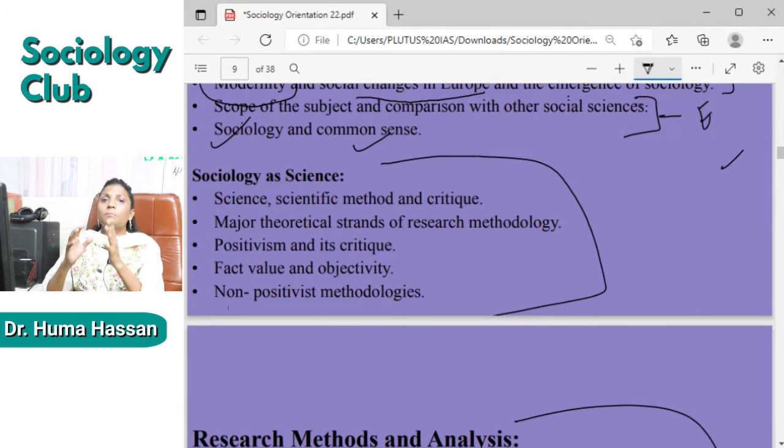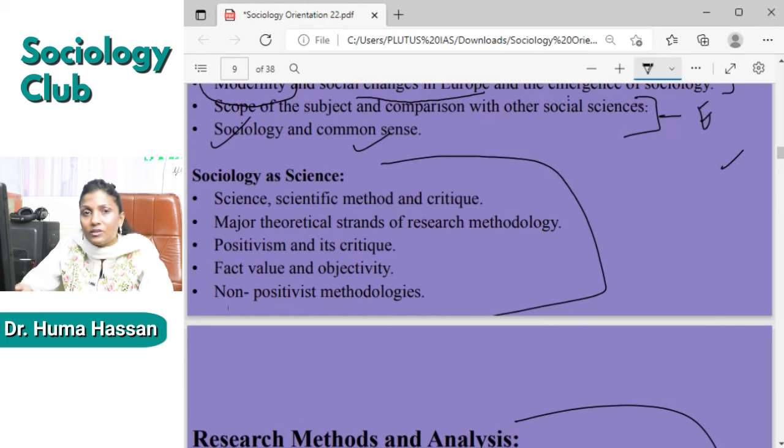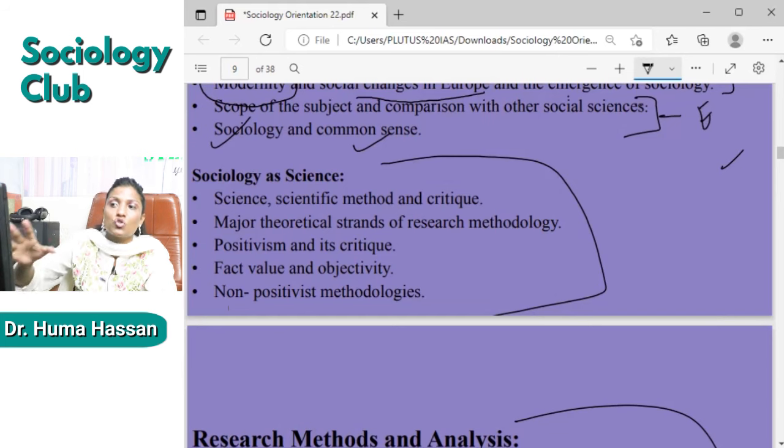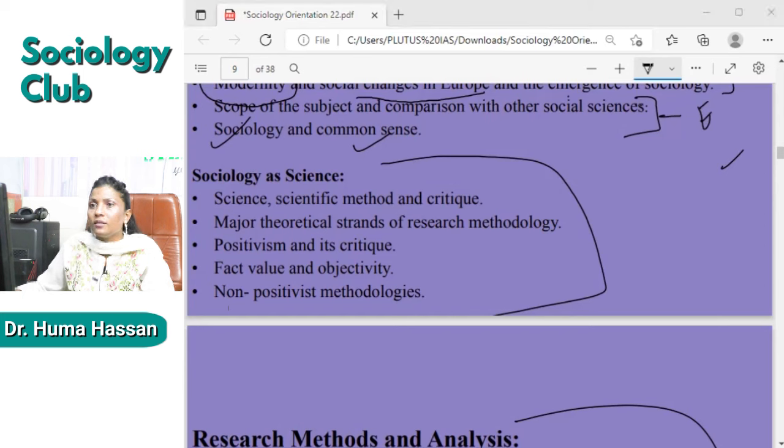So these two topics are the most difficult part, and if you look at your previous year question papers from 2014, 15, 16, 17, and recently, if UPSC wants to make the paper really difficult, they put too many questions from these two units: sociology as science, research methods and analysis. If you want, I can show you. Just wait for a while. I'll show you how sociology actually is. I'll just show you.